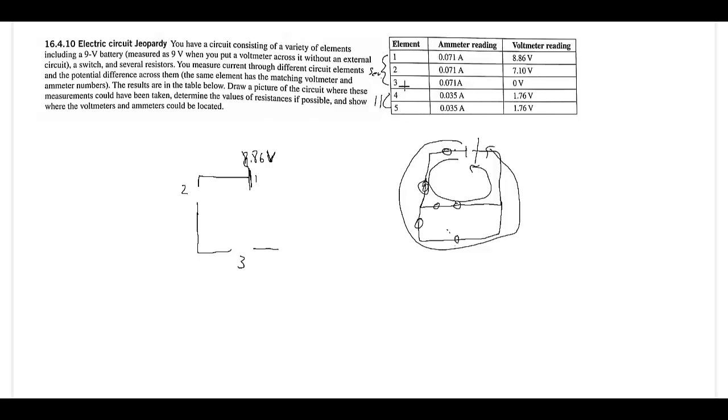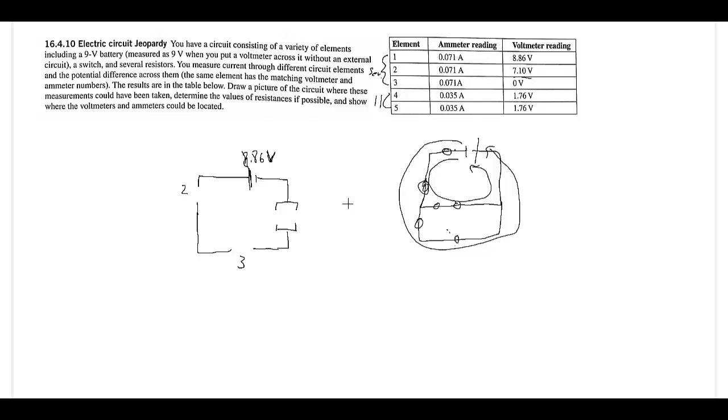All right? So what we can do, we can draw it this way, or we can do another way we can draw this is we can say just that whatever these two elements are, there's a split here, and then these two elements are parallel. Now, let's look at this third element. So this third element, we're saying it has a potential difference of 0 volts.